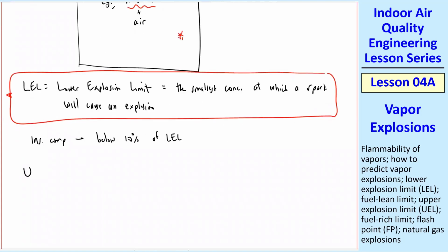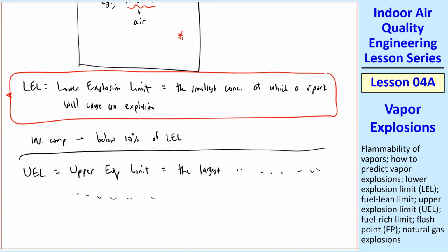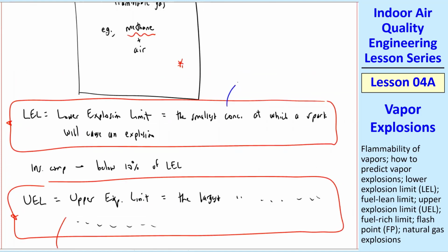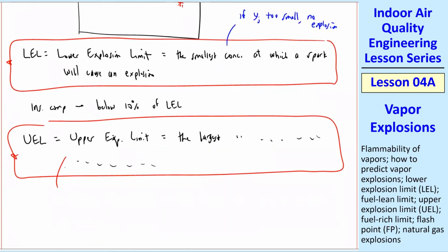There's also something called a UEL, which is an upper explosion limit, and that you might not have thought about. It's kind of the opposite. It's the largest concentration at which a spark will cause an explosion. So just duplicating what we had, except it's the larger one. It's the upper one. So this is also an important quantity. If the mole concentration y_j is too small, no explosion. And this is the opposite case. If y_j is too large, you also will have no explosion.